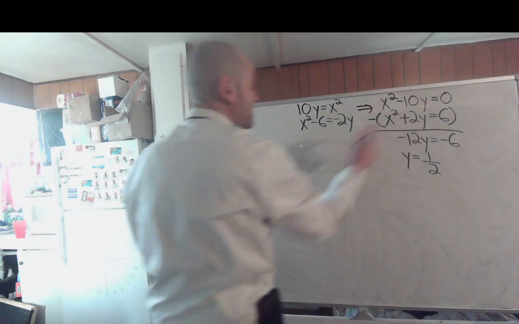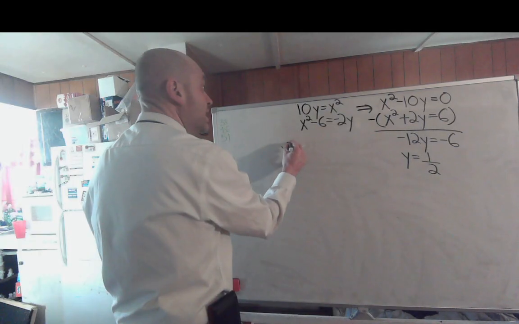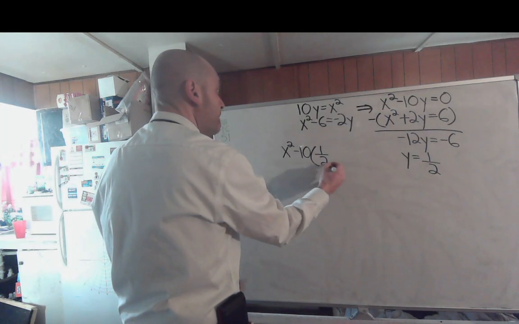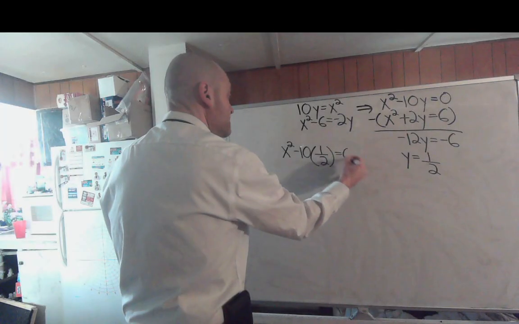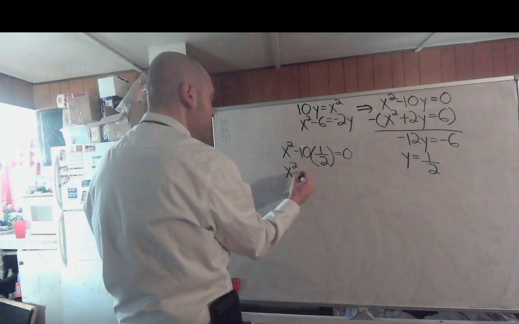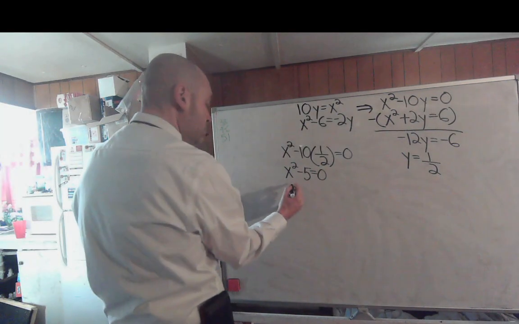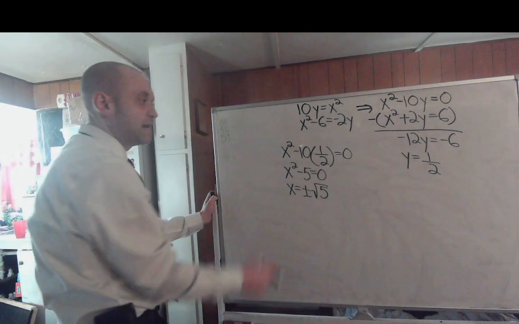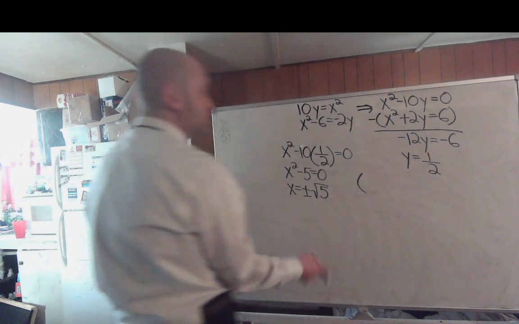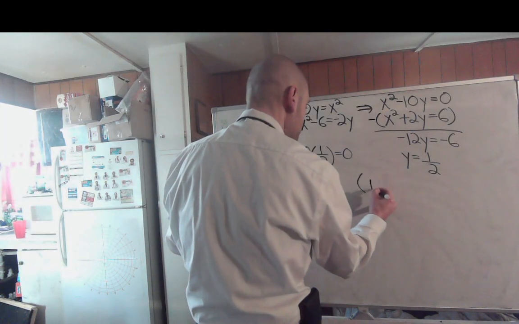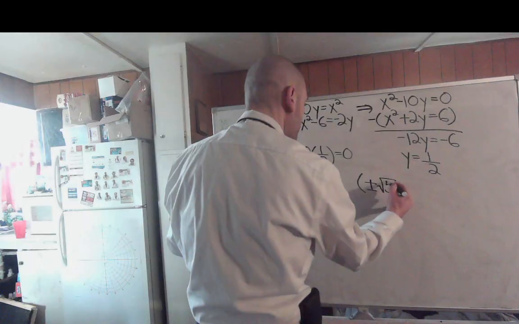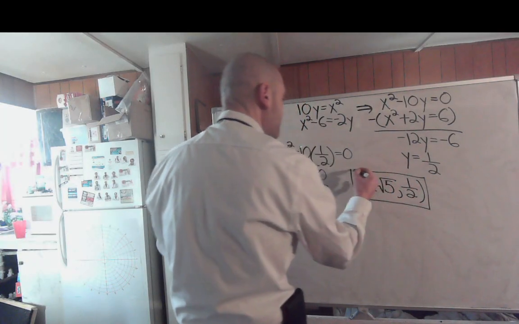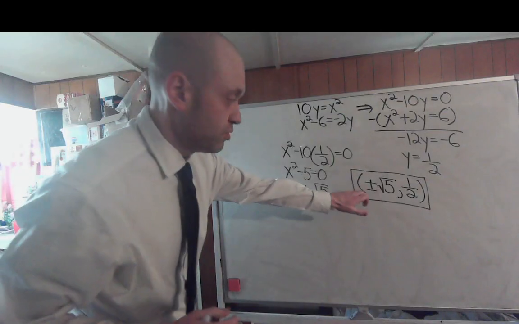I'm going to put it in my first one, so you would end up getting x squared minus 10 times 1/2 would equal 0, which would give you x squared minus 5 equals 0, which would then give you that x equals plus and minus the square root of 5. So this one didn't work out so bad. So you got 2 points of intersection for these two parabolas where x is both plus and minus the square root of 5, and then y is positive 1/2 for both of them. So those are your 2 points of intersection for these two parabolas.